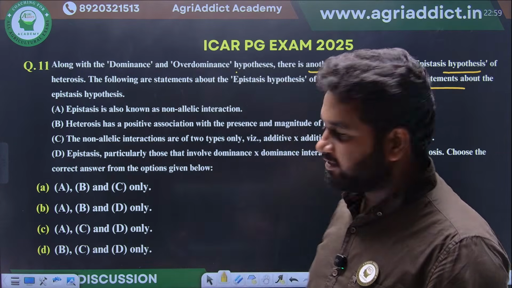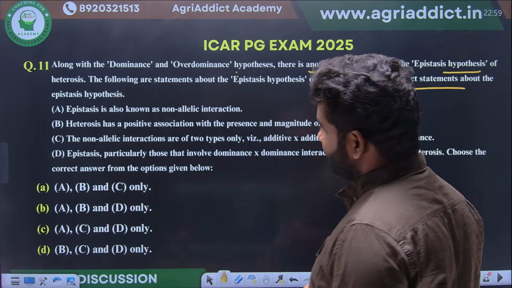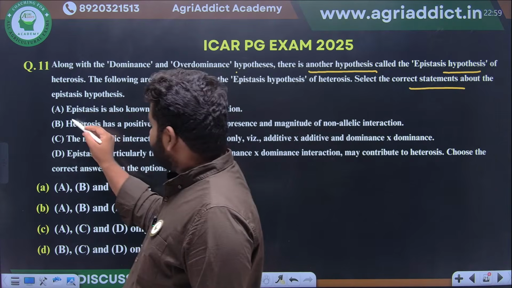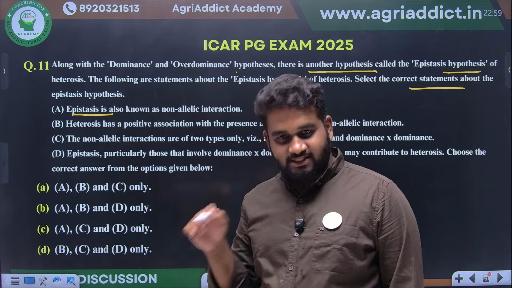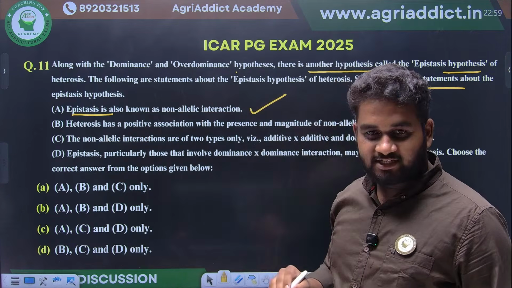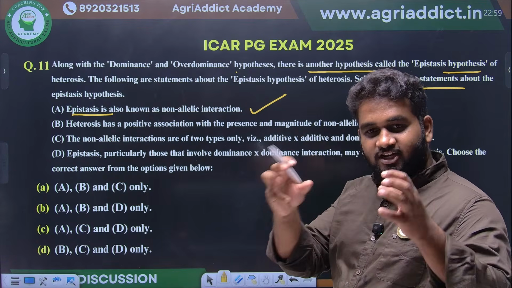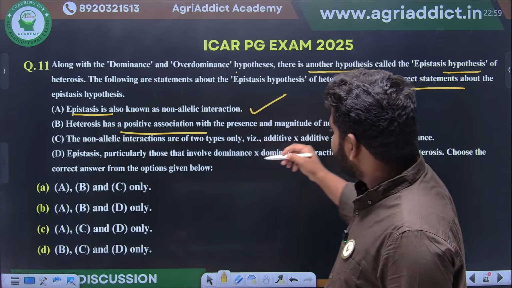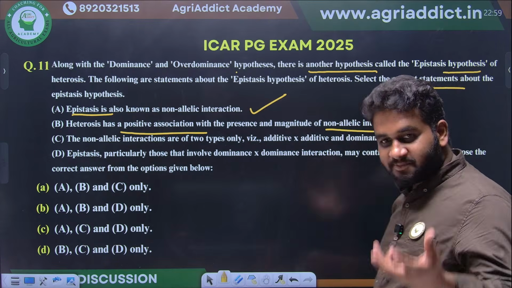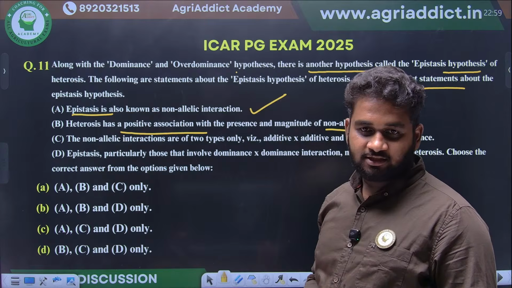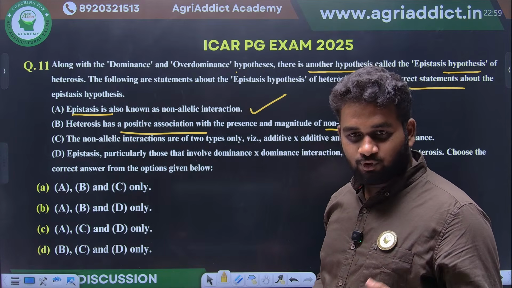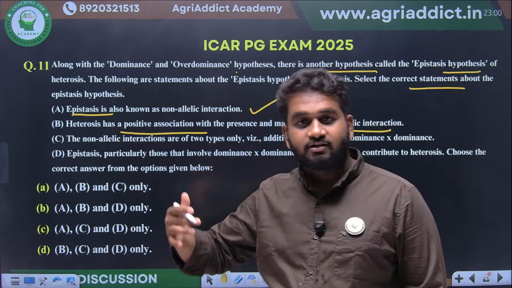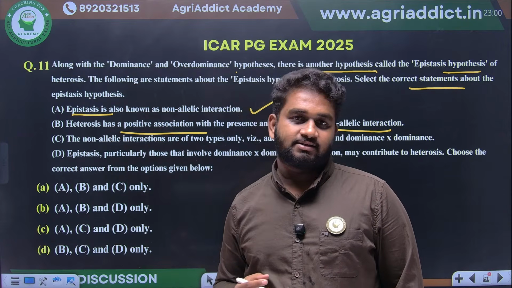A, B, D only. You can easily say epistasis is also known as non-allelic interaction. Yes, absolutely. Epistasis is nothing but interaction between two genes. Interaction between two genes means those are non-allelic in nature. Heterosis has a positive association with the magnitude of non-allelic interaction. That's what your epistatic hypothesis tells. आपका epistatic hypothesis क्या बोलता है? ठीक है, वो बोलता है आपका heterosis is due to epistasis.